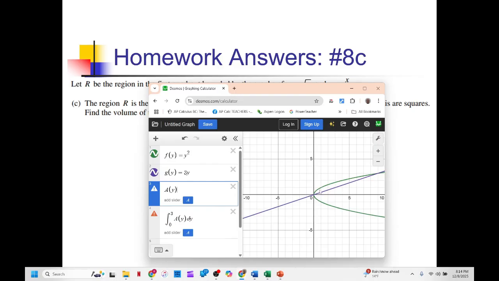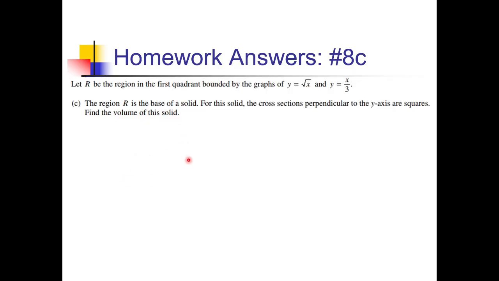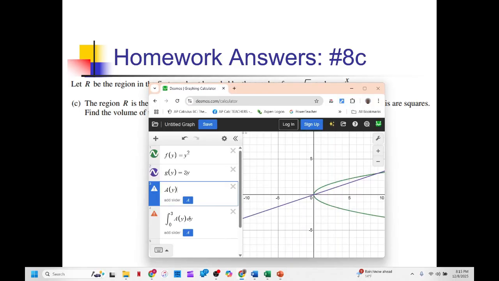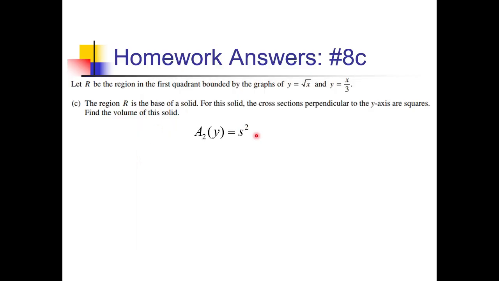So what we're going to do is get the area of one of these squares and integrate it over the interval from 0 to 3. So general formula for square area, that's going to be s squared. And this is going to be my integral area formula, which I'm now calling A sub 2 of y. Now the base of the squares is just going to be the distance between these two functions, the f of y and the g of y. So we're just going to call that g of y minus f of y and then squared.